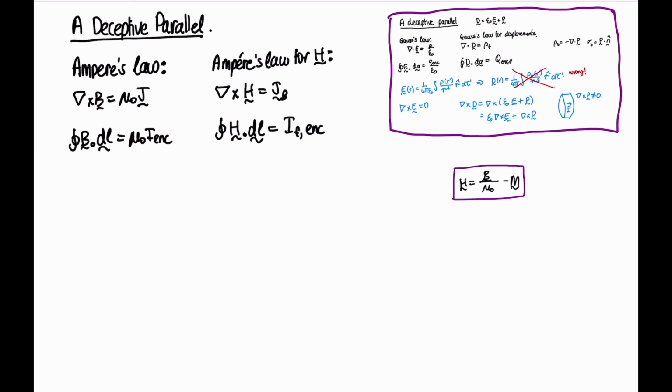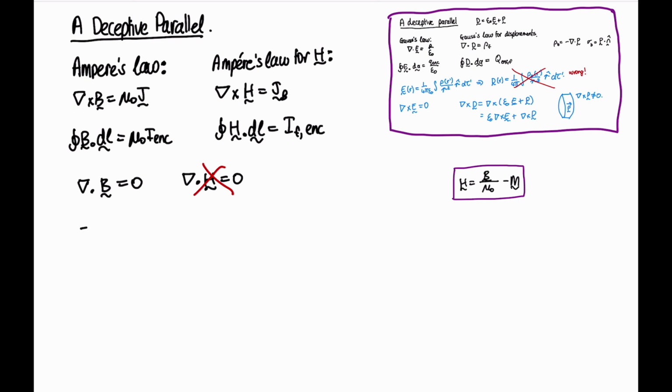So you might start to think, well, in that case, H is really just like B, except that we need to account for this factor of mu naught. And we know that the divergence of the magnetic field is equal to 0. So does that mean that the divergence of the H vector is also equal to 0? Well, this is very much not the case. We can see it's not the case by considering this equation over here.